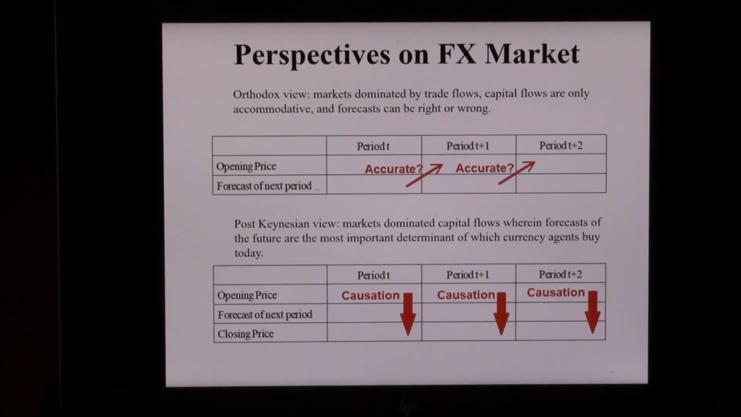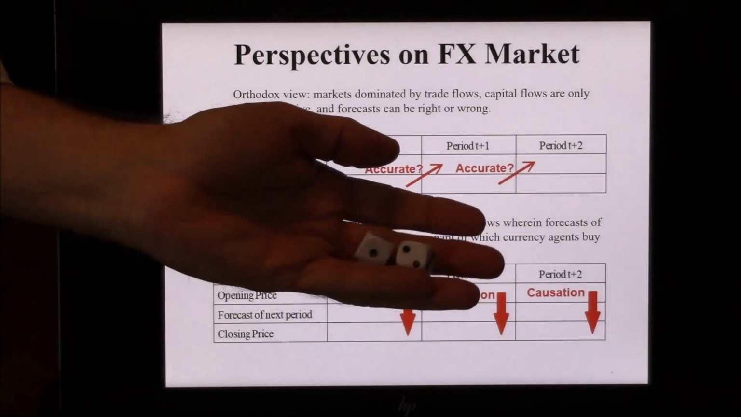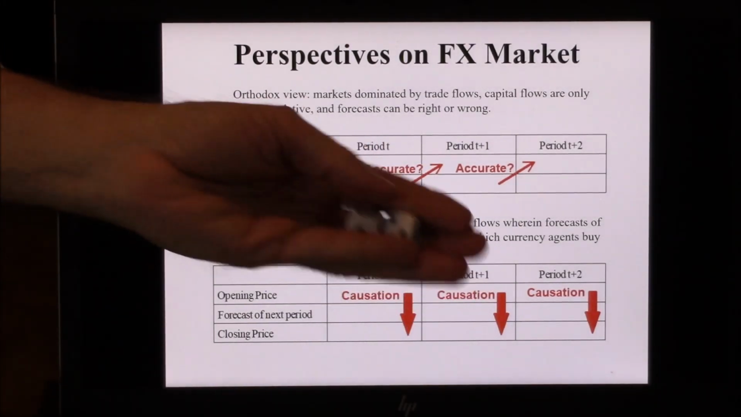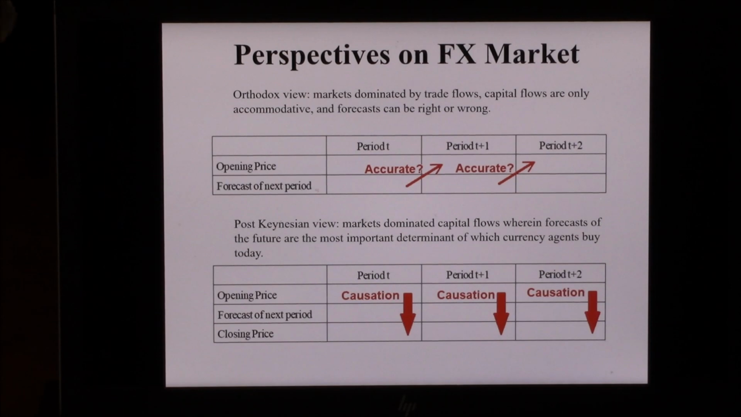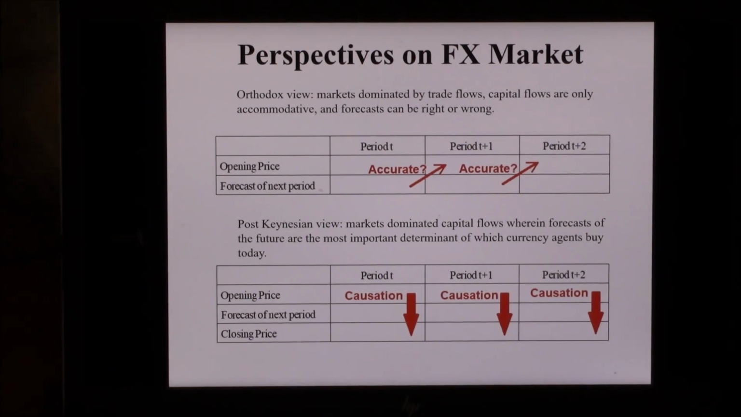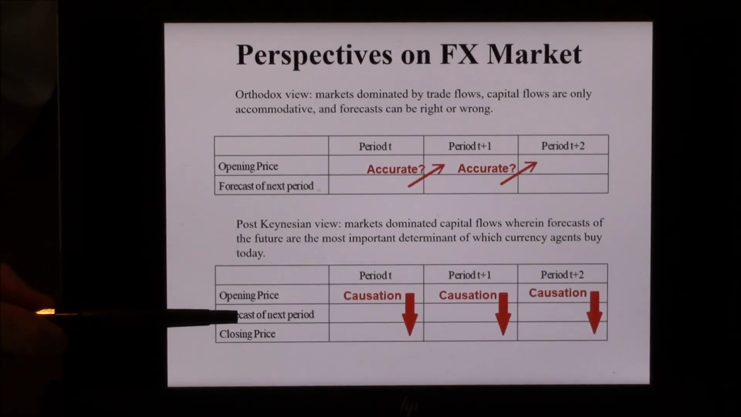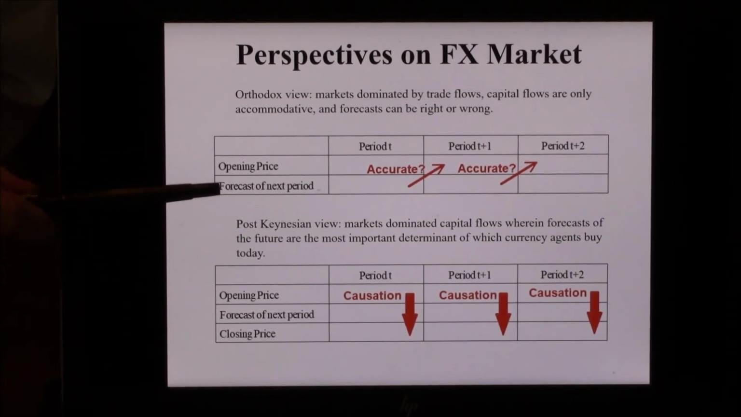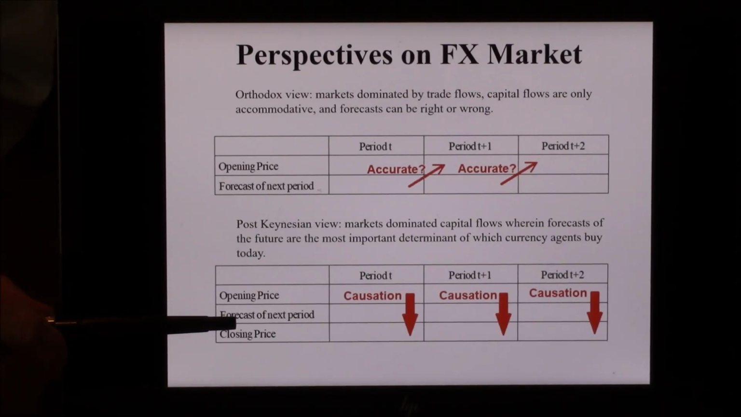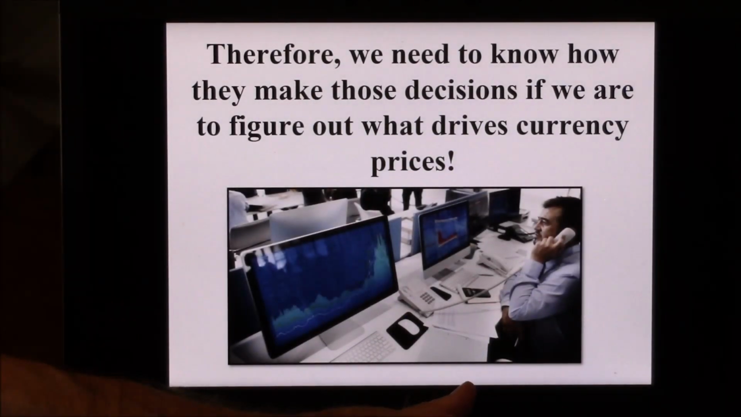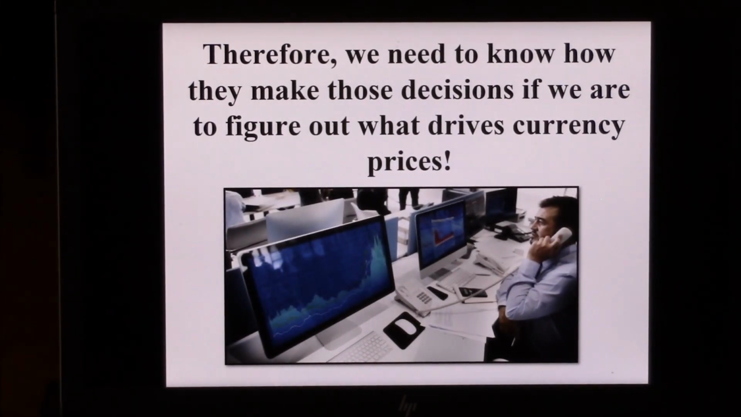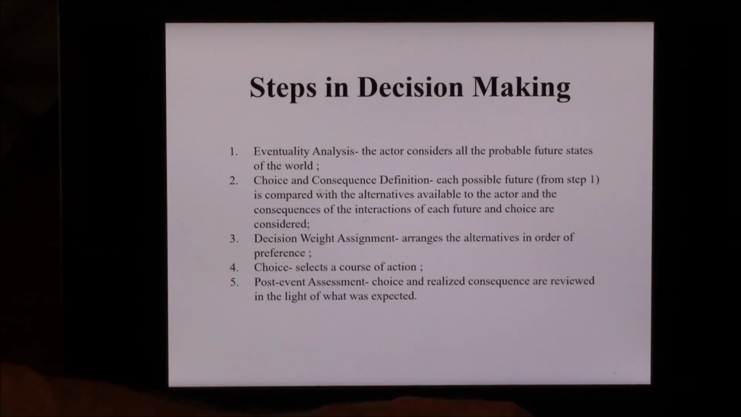Not as some factor that's unrelated to the outcome, as is true here. Your forecast has no impact on the outcome. We're going to be thinking of the forecast as something that directly affects the outcome, okay? So the reason why the forecast is so important to us here is because we're not seeing it as independent of the outcome. We're seeing it as a major causal factor in the outcome, as it is in any financial market. Therefore, we need to know how they are making those forecasts if we're going to figure out what drives currency prices. Okay, before I go any further, I'll stop right there.